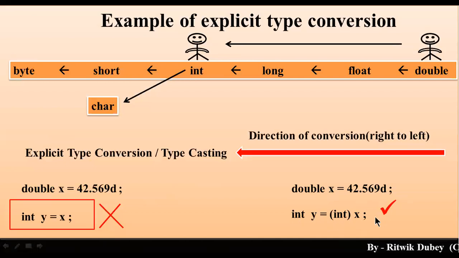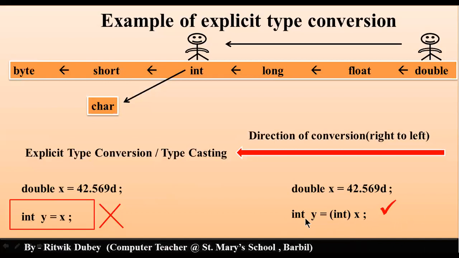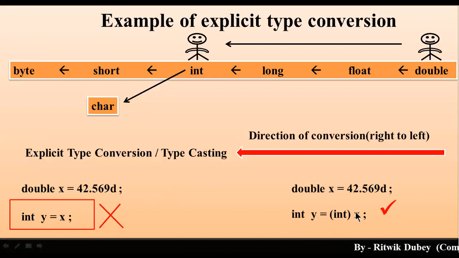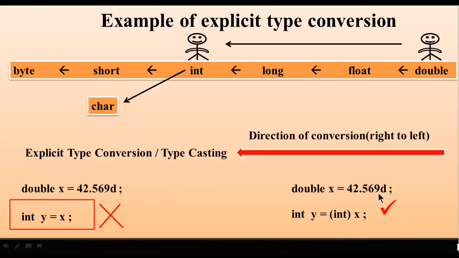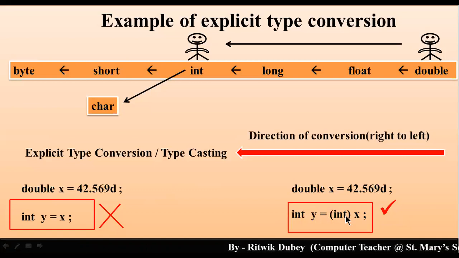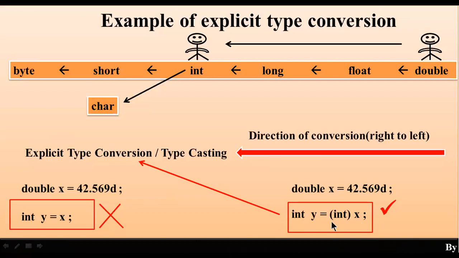This is possible. Clear now? So this is also a loss of value, a loss of precision. In explicit typecasting there is a loss of precision. The exact value we will not get, because we have explicitly converted the double value to an int value. So 42.569 will become 42 only. This statement is called explicit typecasting. You will have to use a round bracket, and within it write the type to which you want to convert the value. Clear? Now let me give you one more example.